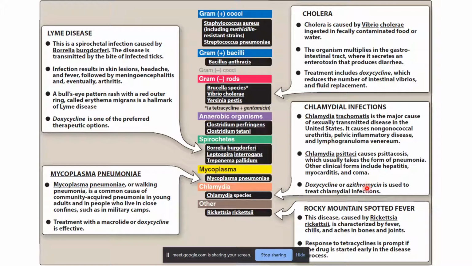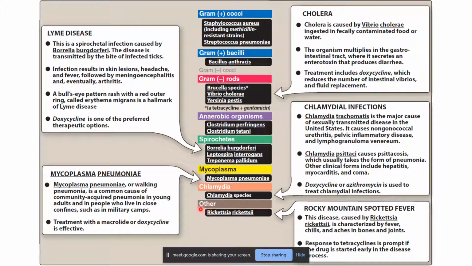Also, doxycycline is used, and azithromycin is used to treat chlamydial infections too. However, azithromycin is more expensive. Doxycycline is more expensive than tetracycline, but it is effective for most of the diseases, but azithromycin is even more expensive, and still it's only used to treat chlamydia infections.